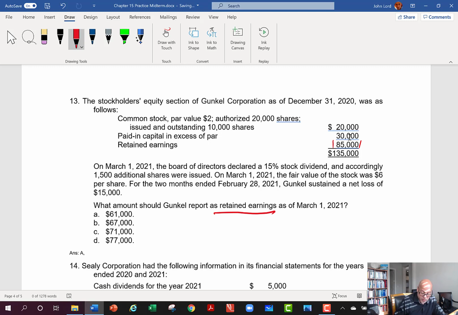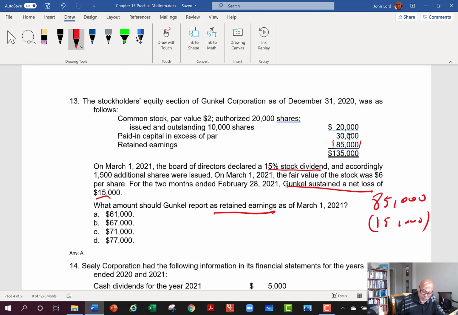Okay, so the first thing you do is, since they're asking me to deal with retained earnings, I know I've got to start with $85,000 of retained earnings, right? And then they tell you that there was a loss of $15,000. So out of the gate I've got to subtract that $15,000. Now I look and see whether any of the numbers are more than $85,000. I can eliminate them. No, they're all under $85,000. So now I'm going to have to do this stock dividend part.